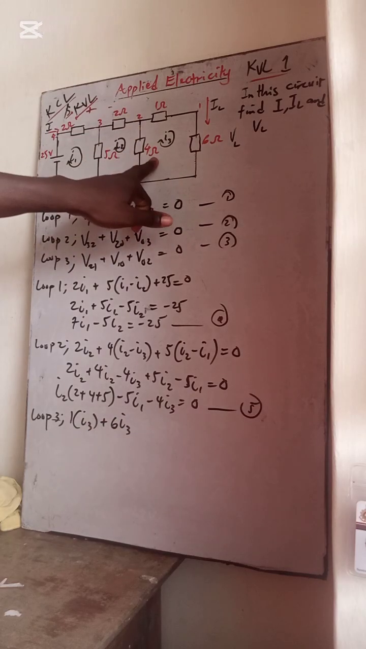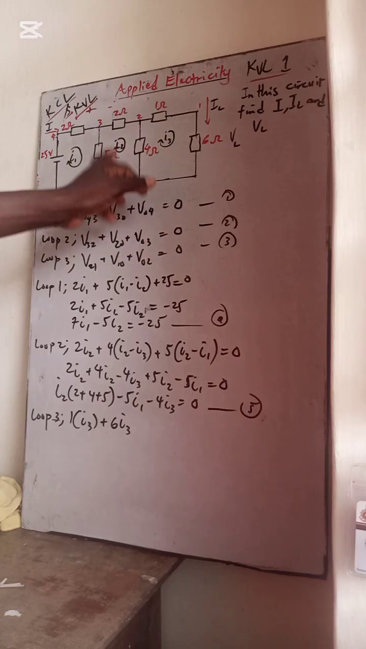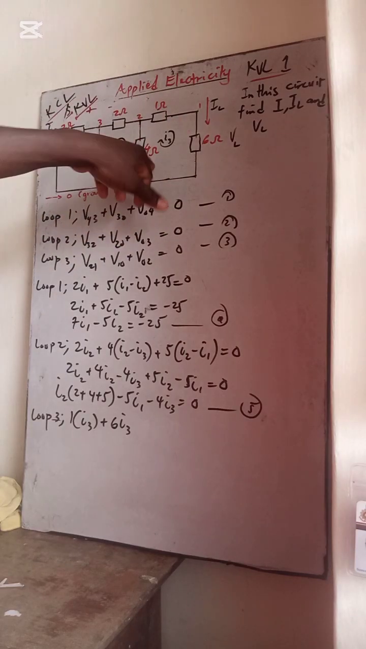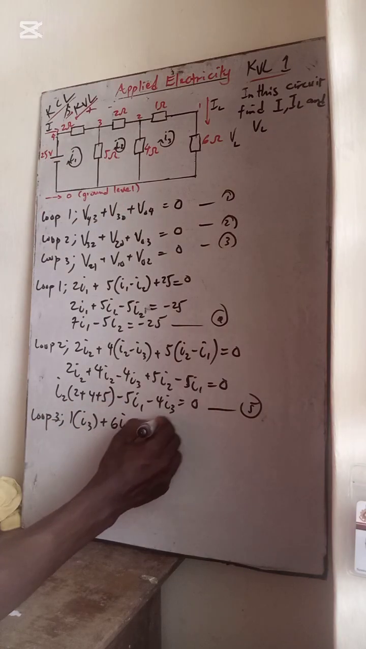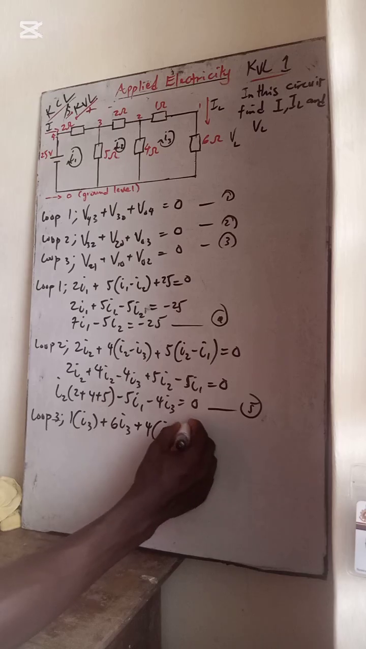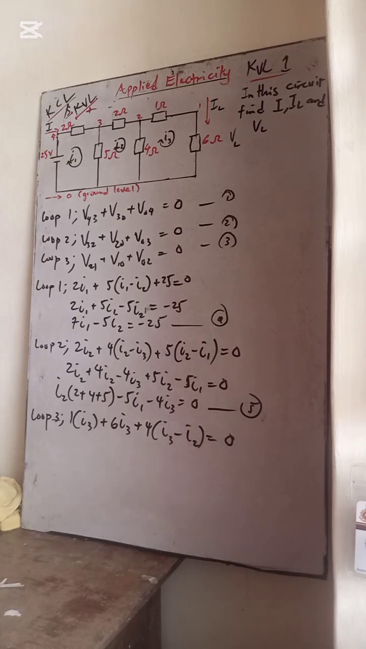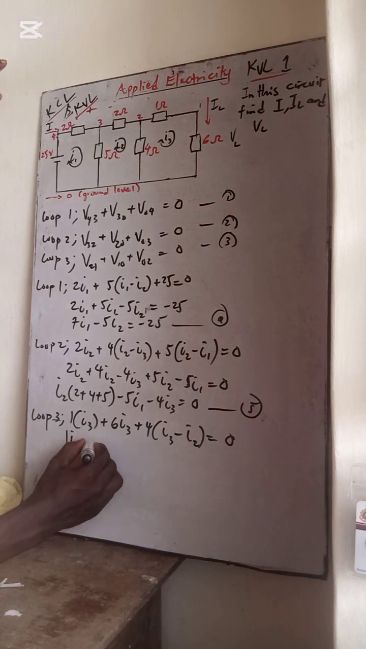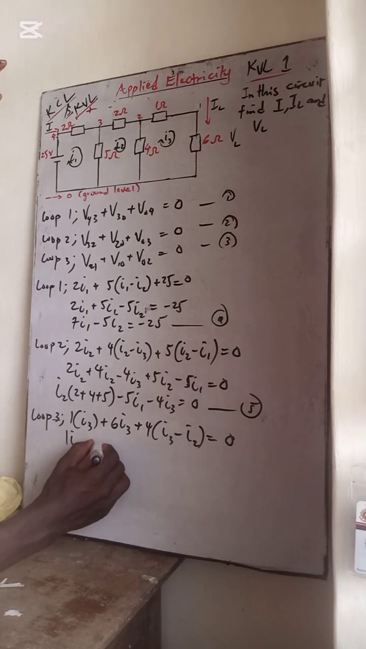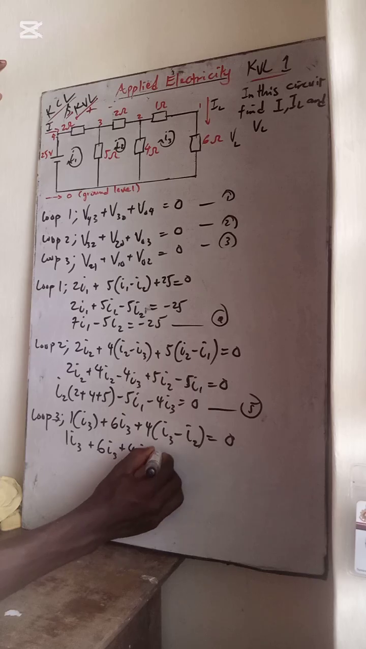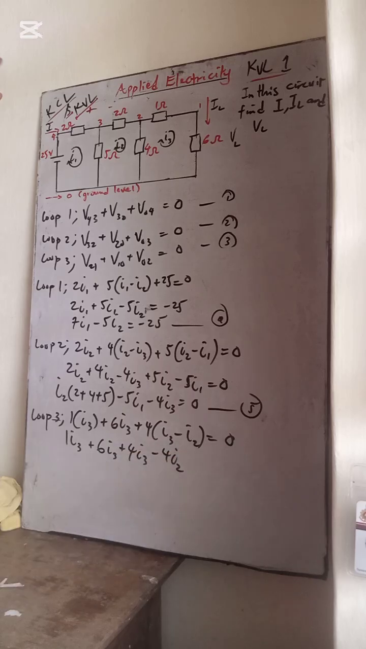What do we have here? This 4 ohm resistor is acting for this side and this side. So that will be I3 minus I2 multiplied by 4. So that will be 4 into brackets I3, which comes first because it's the loop we are dealing with, minus I2. Okay, so now let me put that one there because I don't want to confuse. So plus I3 plus 4I3 minus 4I2.